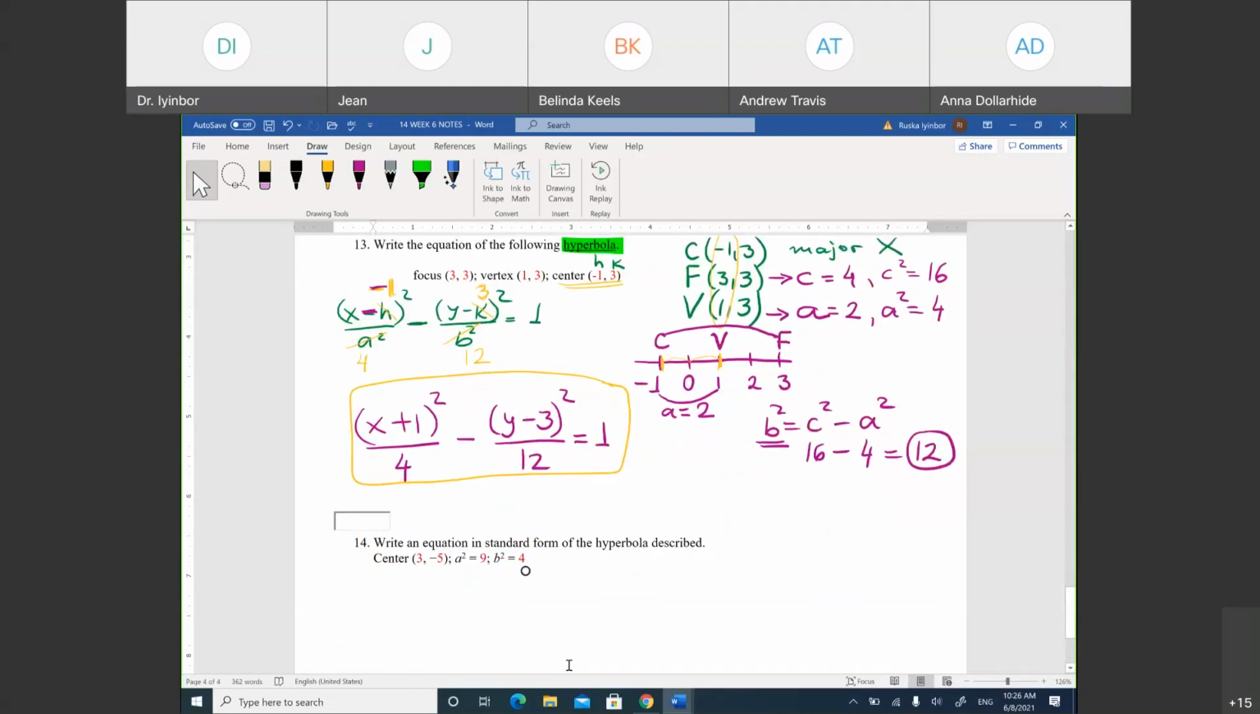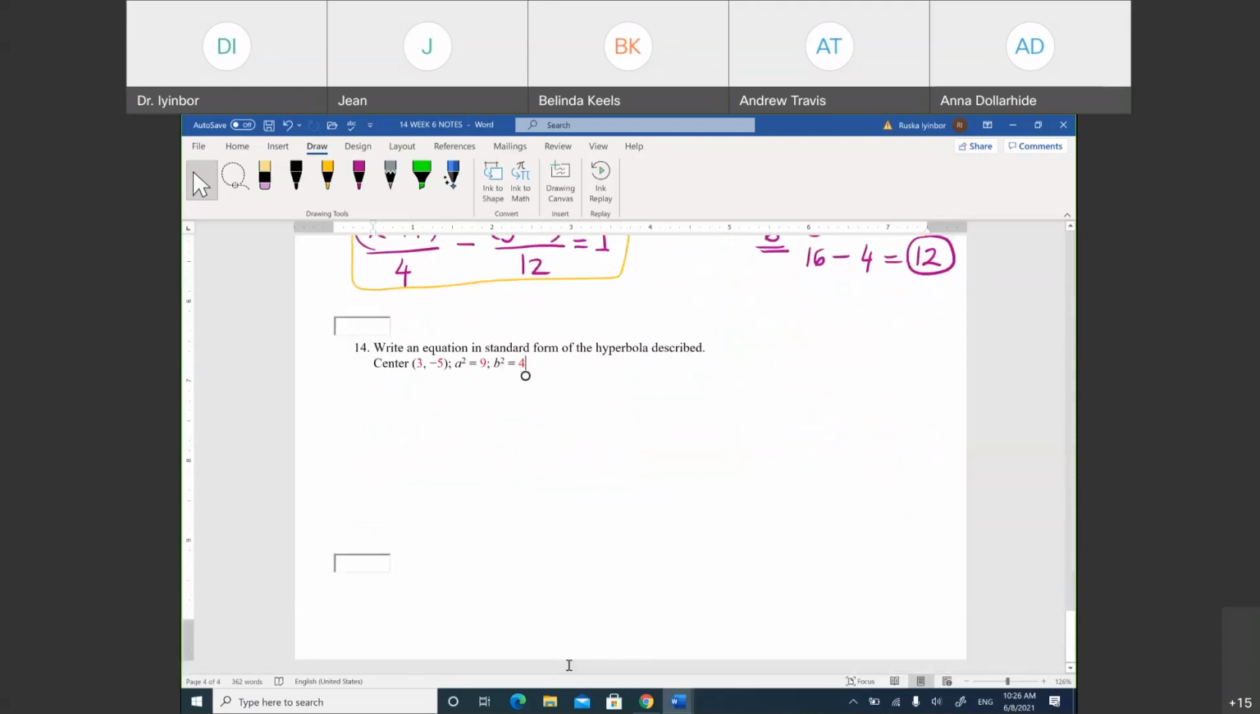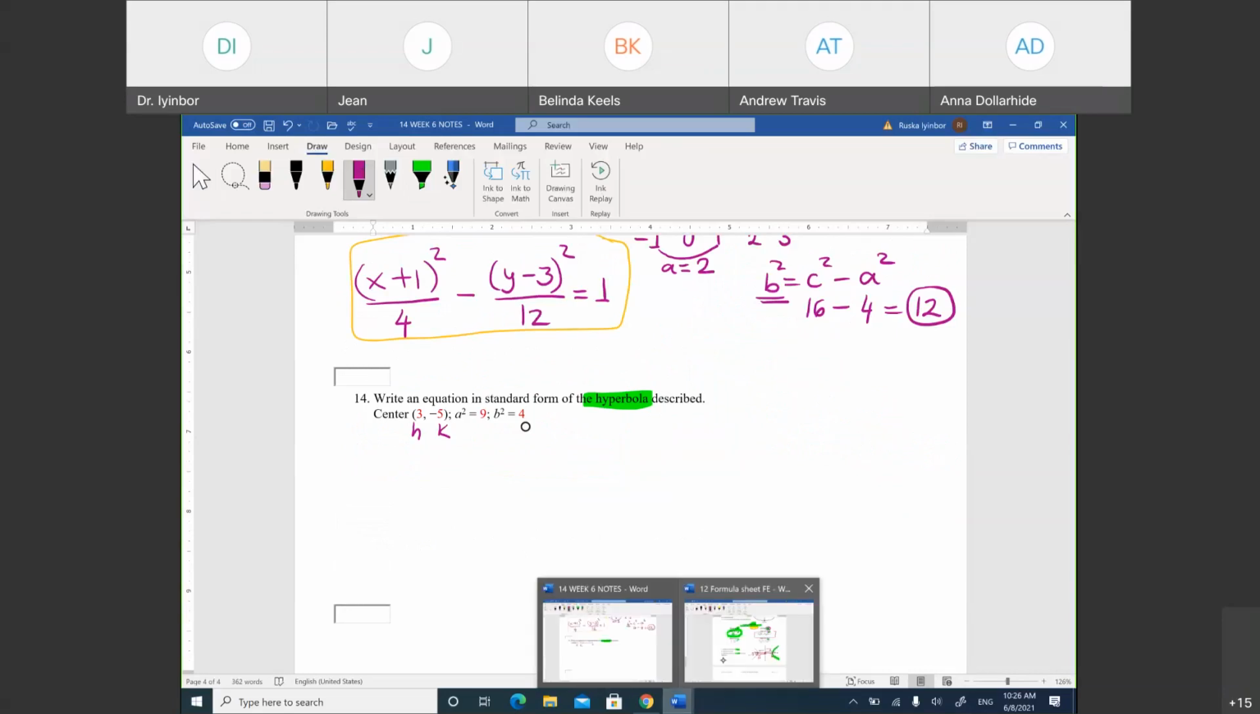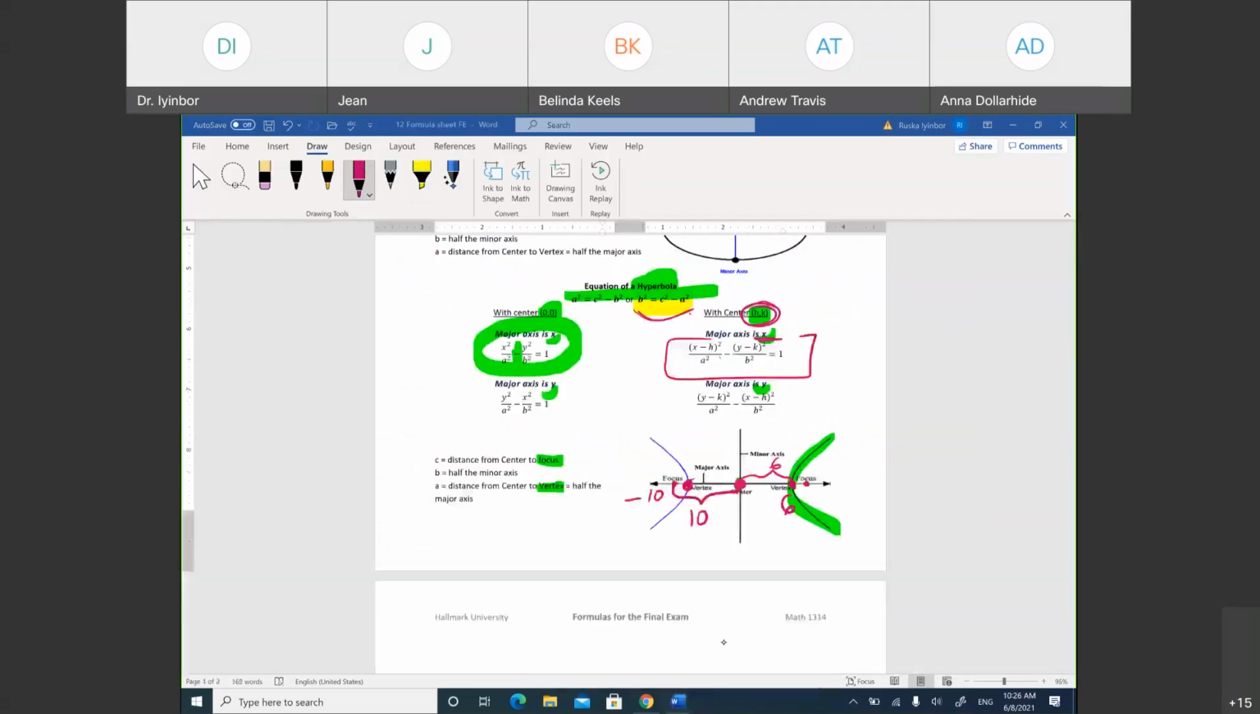Then you're going to the last one, which you have to find the equation of hyperbola again. So I'm going to look at the hyperbola formula sheets. And they give me the center. So the center is h and k, right? And they give me A, they give me B. Okay? So they give me everything pretty much. I just need to get the equation. Now, here it doesn't say which one is your major. It doesn't say major X or major Y.